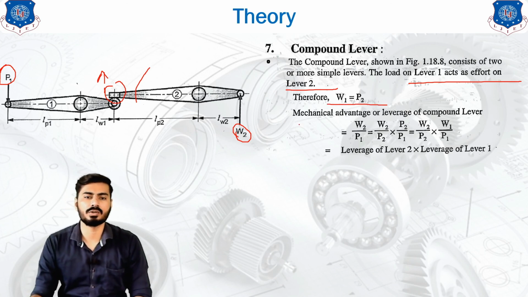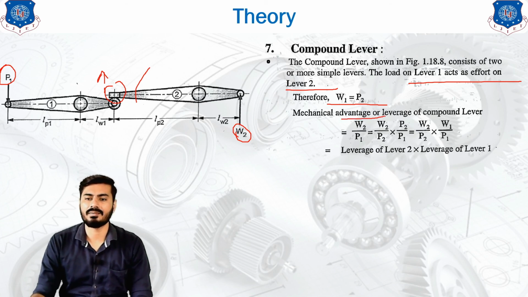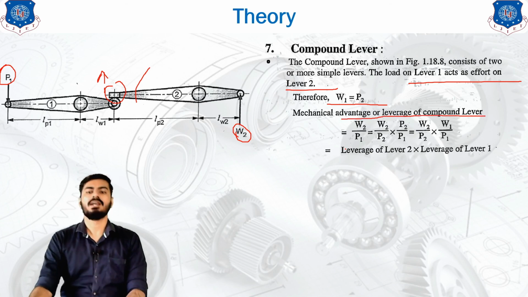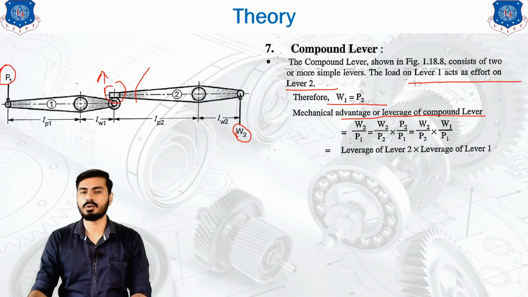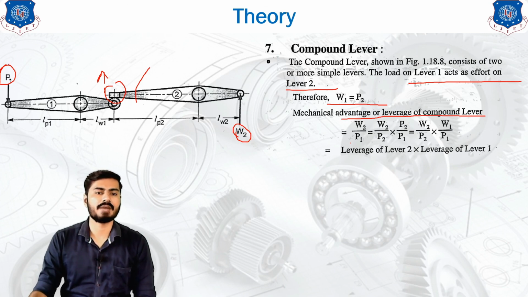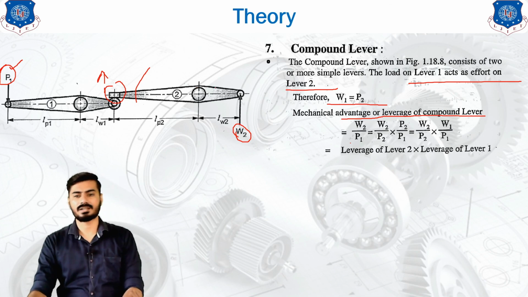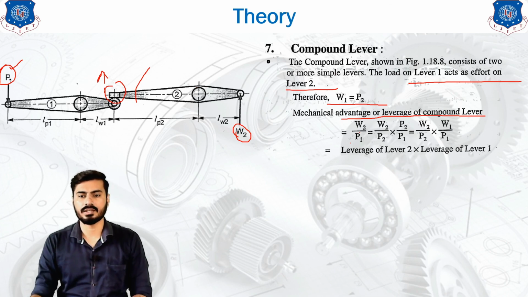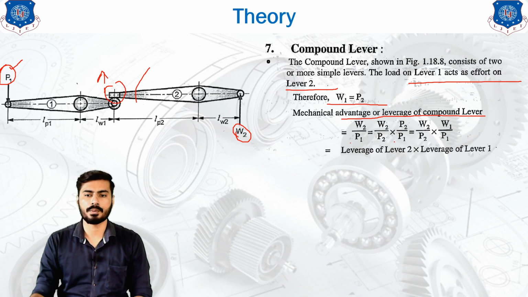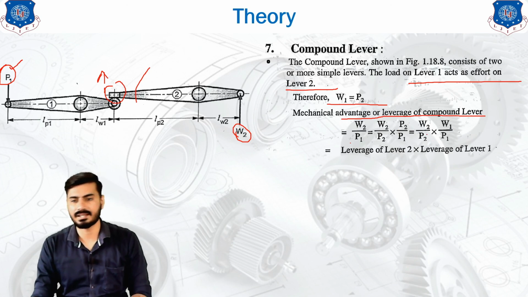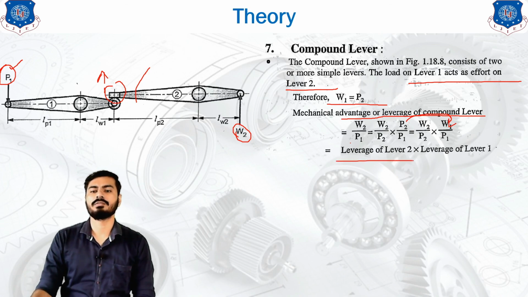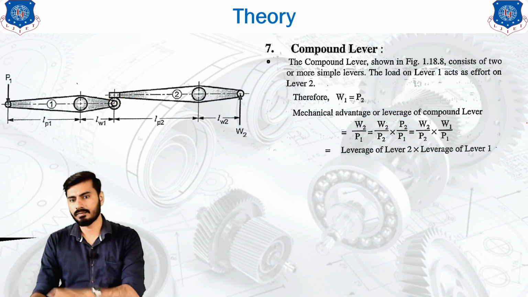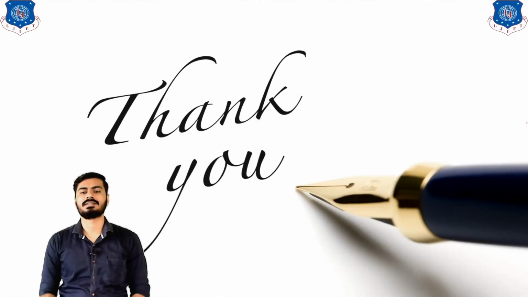Therefore W1 equals P2, and the mechanical advantage, or leverage, of the compound lever can be represented as W2 upon P1. Why so? Because this is the final load which is to be displaced, and this is the final effort which is to be applied externally. So W2 upon P1 equals W2 upon P2 into P2 upon P1. That's why we can say it is the leverage of lever 2 into the leverage of lever 1. So this was the end of our lecture.